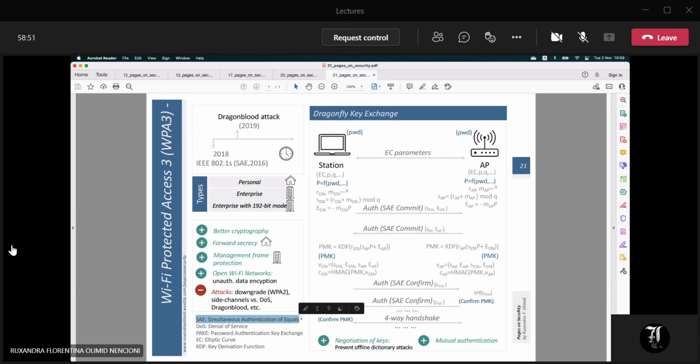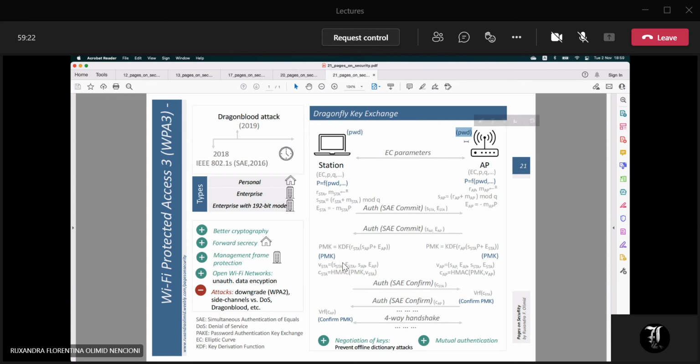And that was not a new idea for WPA3. It appeared some time before, but not in Wi-Fi. And that was adopted in Wi-Fi using what is called the Dragonfly key exchange. And this is basically a negotiation, let's say, between the station and the access point, starting from a password.